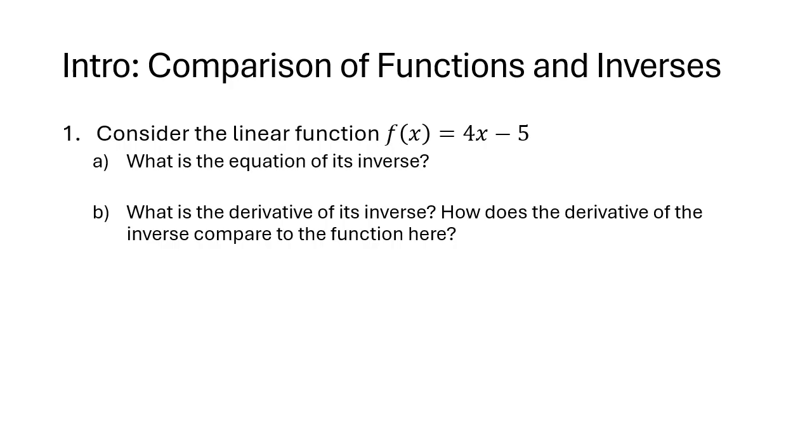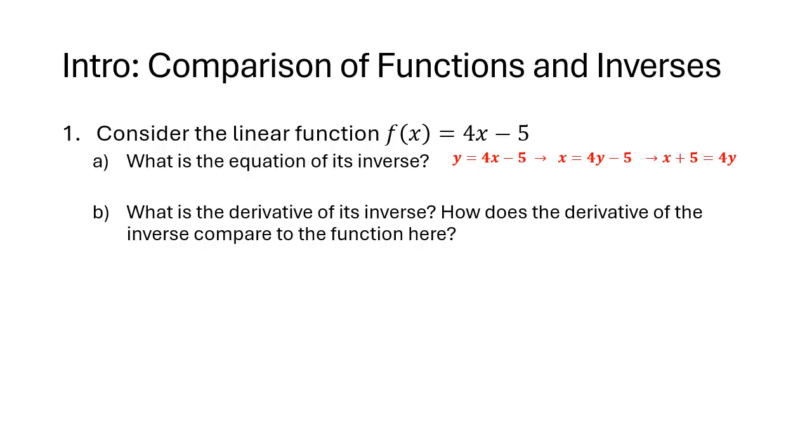So, first of all, calculating the inverse of a function, the first step is to rewrite f of x as y, and then for an inverse, we switch x and y. So to calculate the inverse, we're going to switch it from being y equals 4x minus 5 in its original form to x equals 4y minus 5. We are then going to solve for y.